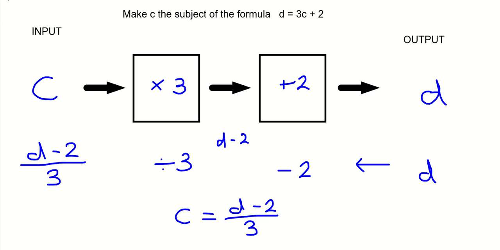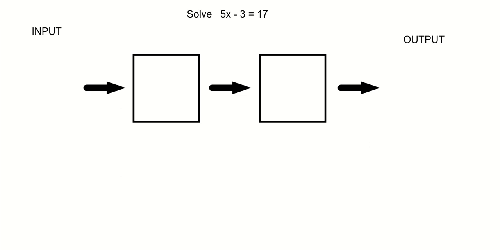The final example we're going to go through is if we are being asked to solve an equation. There are many different methods of solving an equation, but here's one using a function machine. We're trying to solve the equation 5x minus 3 equals 17, which basically means we need to figure out what the value of x is. So x is what we want to find out.